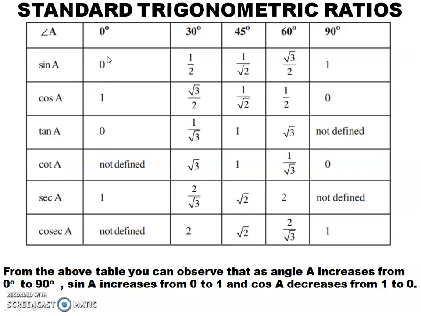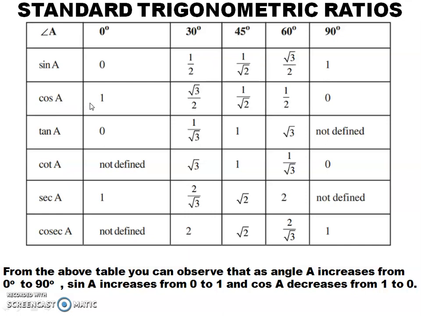Sine 0 degree, the value is 0. Sine 30 degree, 1 by 2. Sine 45 degree, 1 by root 2. Sine 60 degree, root 3 by 2. Sine 90 degree, 1.